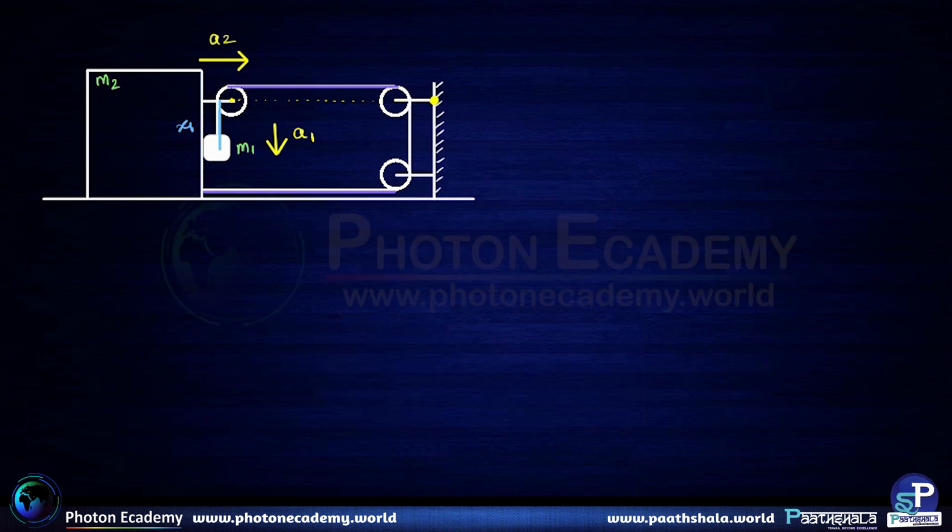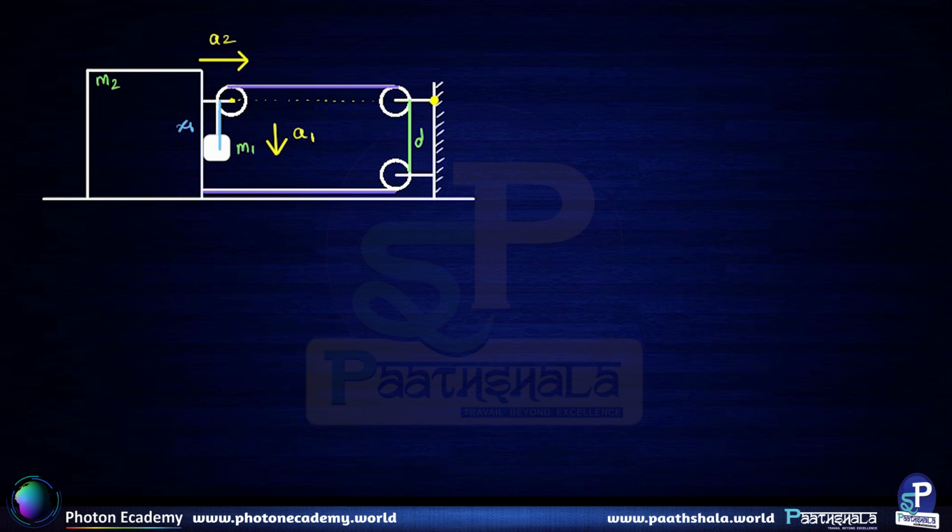Both are varying as x2, and this much part of the length of the string happens to be constant. So this is a constant length of the string that is not varying. No matter how the masses move, this constant part is d and it is fixed. It's not varying at all. So this happens to be x2 and x2.